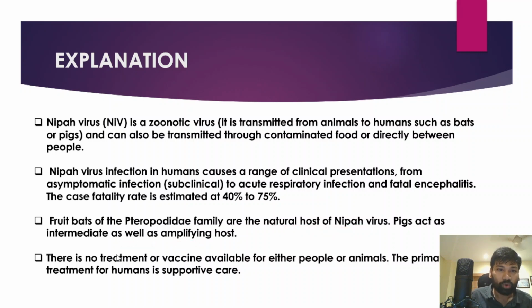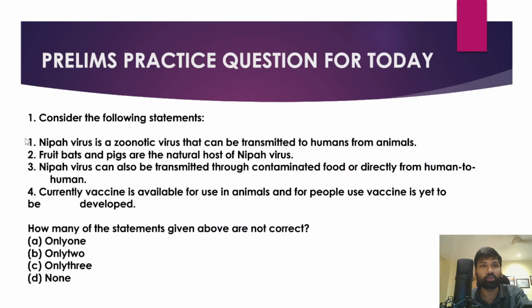So when we talk about this Nipah virus, there is no treatment or vaccine available for either people or animals, right? So the fourth statement says that there is no treatment available, and at the same time no vaccine available, both for people and animals. The primary treatment for human beings is just supportive care, and there is no drug or vaccine available. Now we have discussed this explanation part, we have understood the Nipah virus.